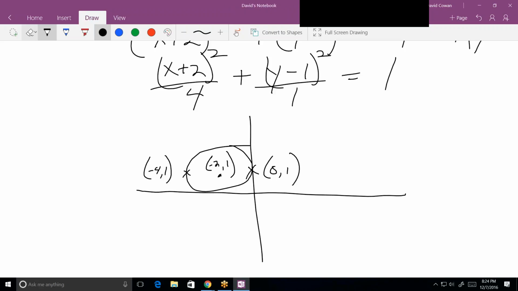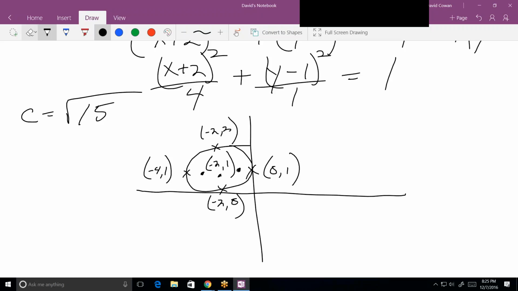This minor vertex right there: negative 2 comma 2. And then this vertex down here: negative 2 comma 0. And the foci. What is c equal to? Square root of 3. A squared minus b squared.